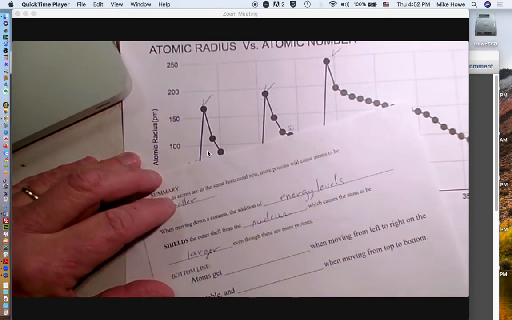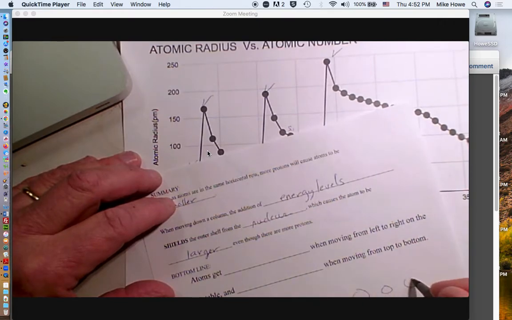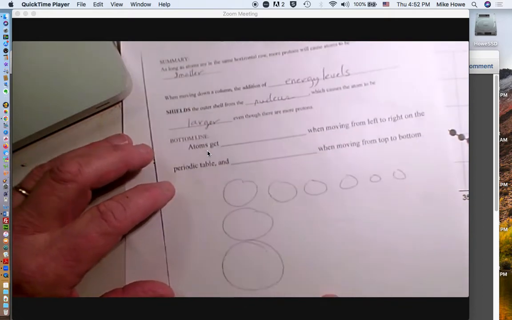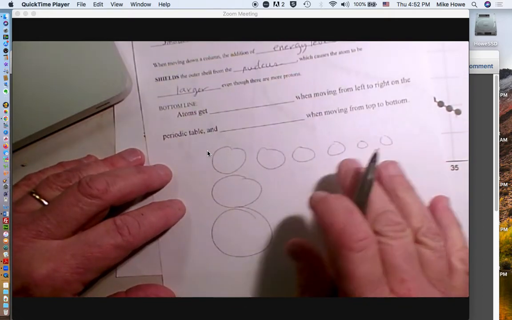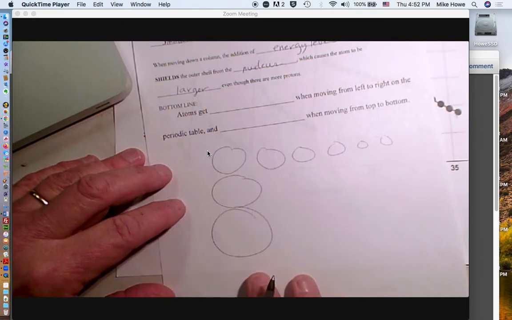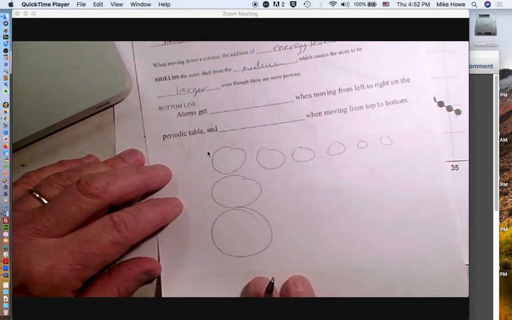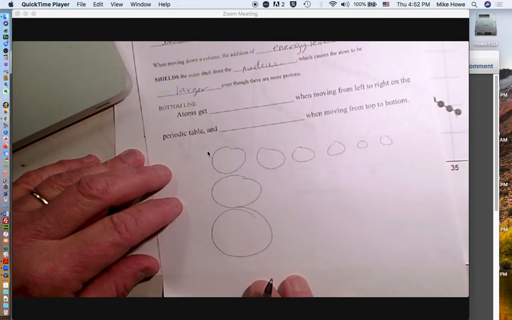Remember our picture from today, they look like this. But as you go down, they look more like that. Like this, across this, going down. So as you go down, the atoms get bigger because you're adding energy levels. Every new row is a new energy level.